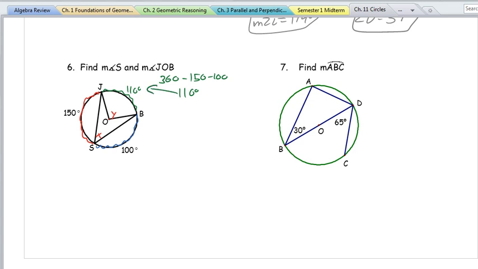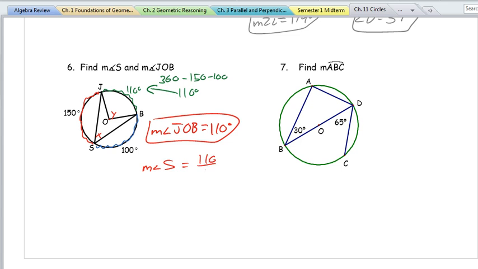Now, central angle versus inscribed angle. Central angle is always the same as the arc. So in other words, angle JOB equals the same, 110 degrees. And then the measure of angle S is always half. So 110 divided by 2, or we would say 55 degrees.